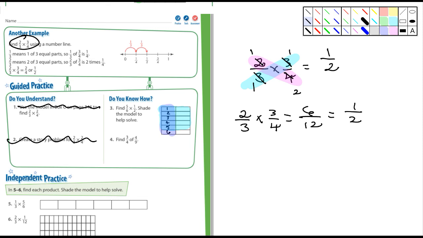So let's go ahead and do number 3 over here. 5/6 times 1/2. Can we do any cross canceling? It doesn't look like it, so let's just multiply straight across. 5 times 1 is 5. 6 times 2 is 12. So the answer is 5/12. I'm going to put that right here, 5/12.